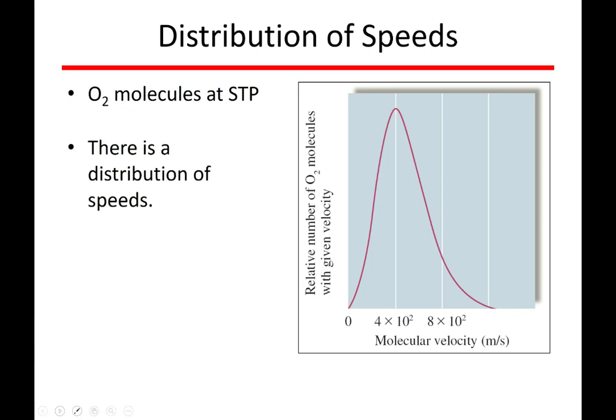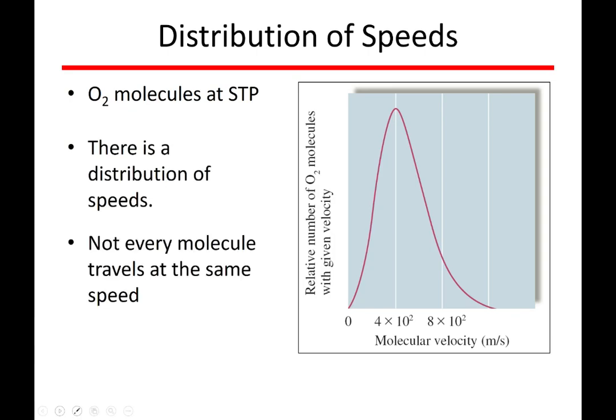So the important takeaway message here is not every molecule travels at the exact same speed, and we do get a distribution. Some molecules travel faster than others, and you can see in this speed distribution that there are some speeds that are more popular than others, right? Like there are more molecules traveling at 400 meters per second than there are at, let's say, 800 meters per second. But not every molecule travels at 400 meters per second. You do have this range of possibilities that exists here.